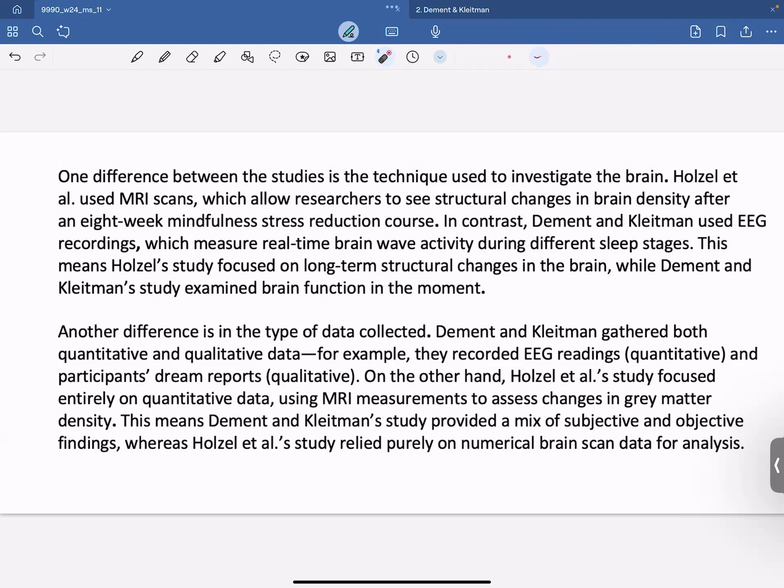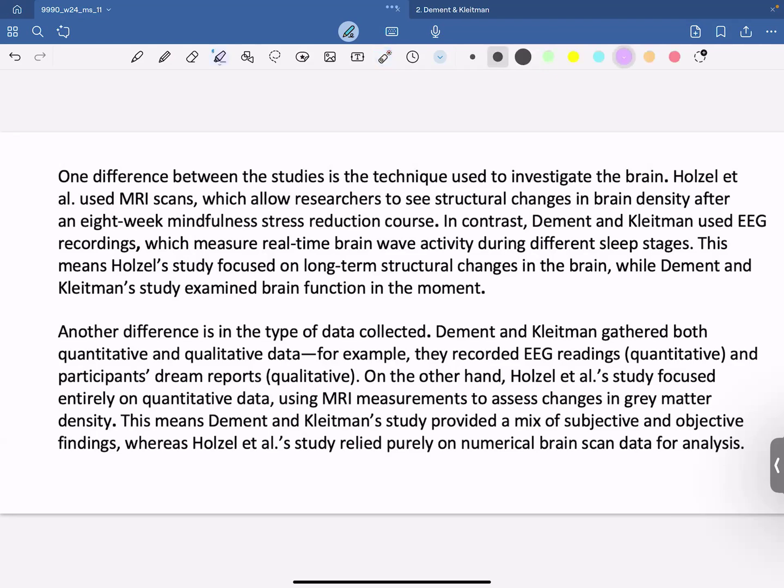Focus on the first paragraph here. The technique that was used to investigate the brain. Holzel et al. used MRI scans, which allow researchers to look at the structure of the brain and detect long-term changes. In their study, they examined gray matter density after participants completed an 8-week mindfulness stress reduction course. On the other hand, Dement and Kleitman used a completely different technique, EEG recordings, which record brain wave activity in real time. EEG was used to track changes in sleep stages and dream activity, meaning this study focused on brain function at the moment it happened, rather than long-term structural changes.